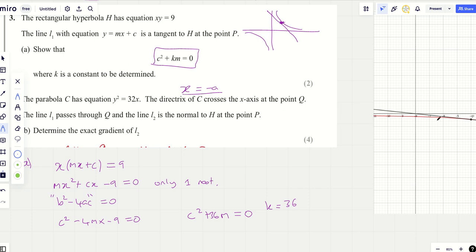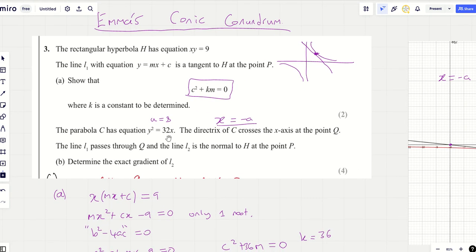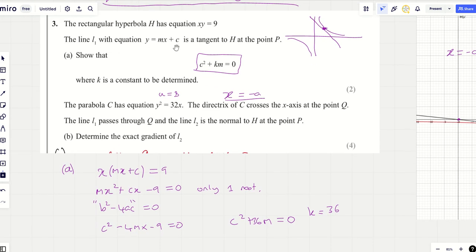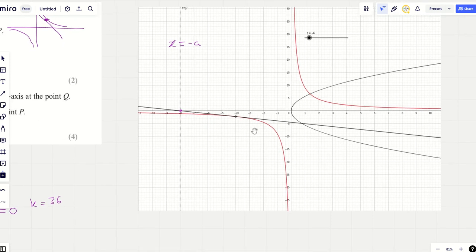Now that crosses the x-axis at point Q, which, well, straight away, if it's crossing the x-axis and x equals minus a, well, as a is equal to 8 for this particular parabola, we know it's going to go through x equals minus 8. That's that on my diagram there. Now, and this is the next point, the line L1, which is this line up here, the tangent, in other words, you were just talking about, passes through Q. So I've drawn my tangent there, cunningly passing through Q. I'm trying to give you a visual handle on what's going on.